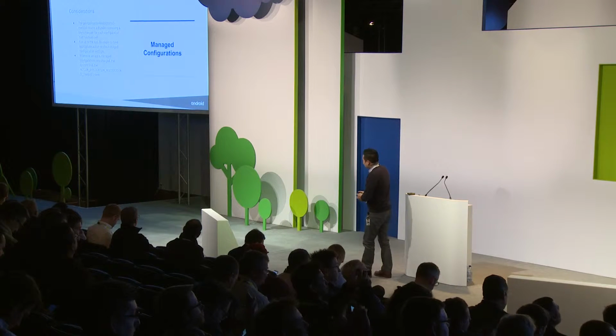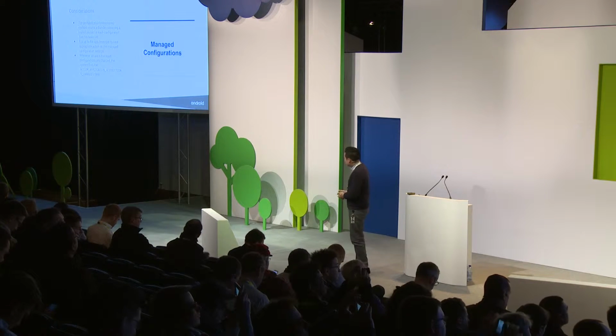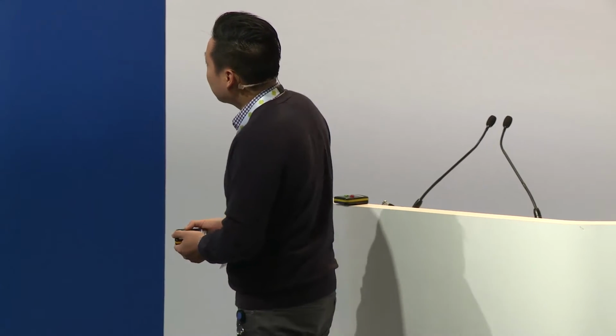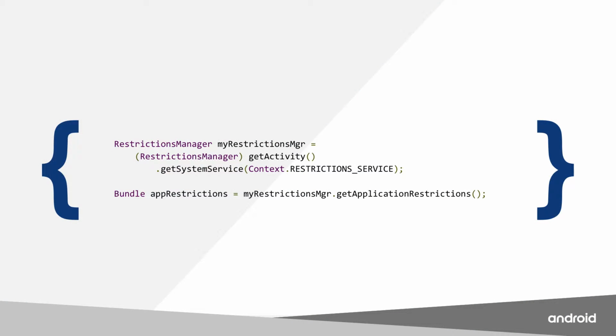A few additional things to note on the points I just mentioned. Your app is not automatically notified when other apps change your app's configuration settings. To set managed configurations, set application restrictions is called, and is only visible to the target app. And to find the current configuration settings, your app uses a RestrictionsManager object. This is an example of how you call get application restrictions.